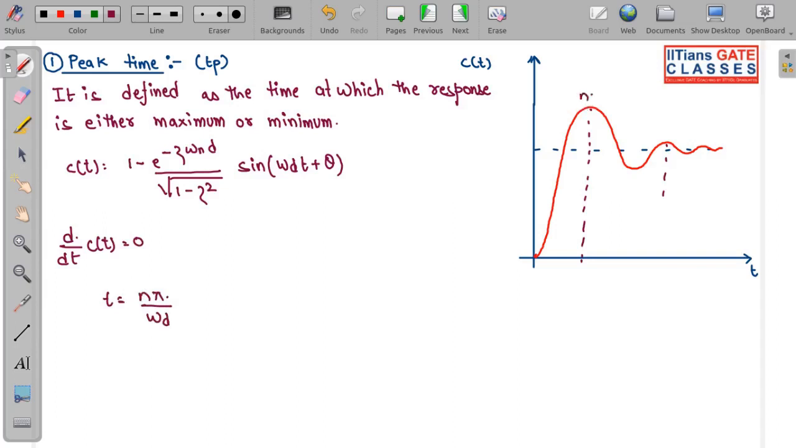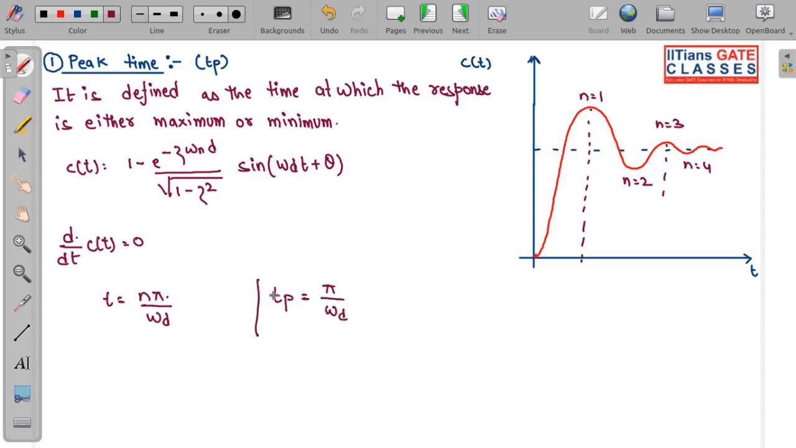For n equal to 1, it will be your first overshoot. For n equal to 2, it will be your first undershoot. For n equal to 3, it will be your second overshoot. For n equal to 4, it will be your second undershoot. So remember this, for n equal to 1, we get your peak time because that is the place at which we are having the maximum error. So that is given by pi by omega d.